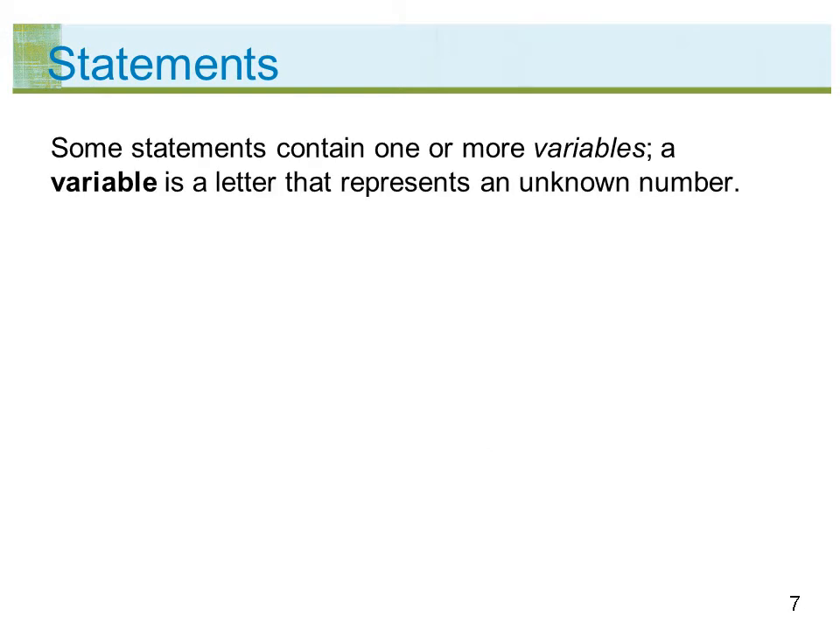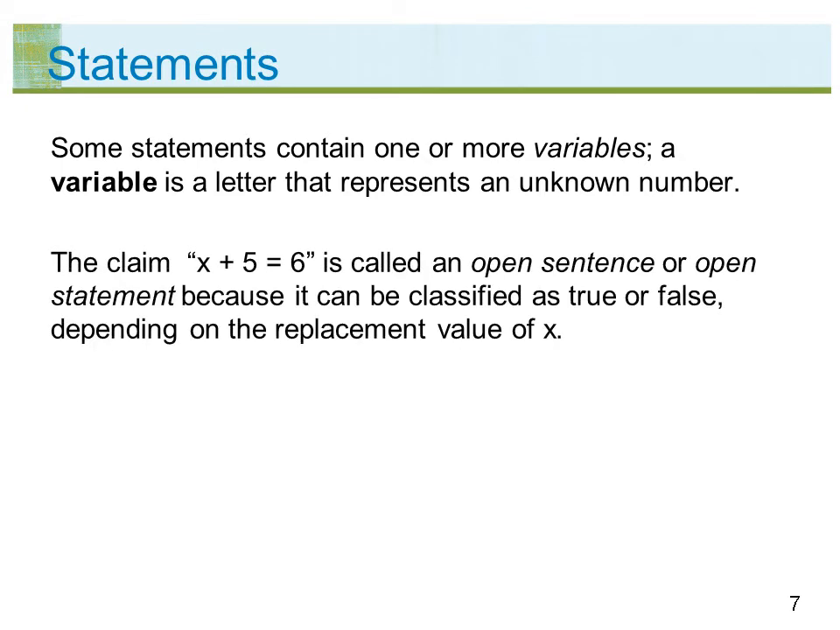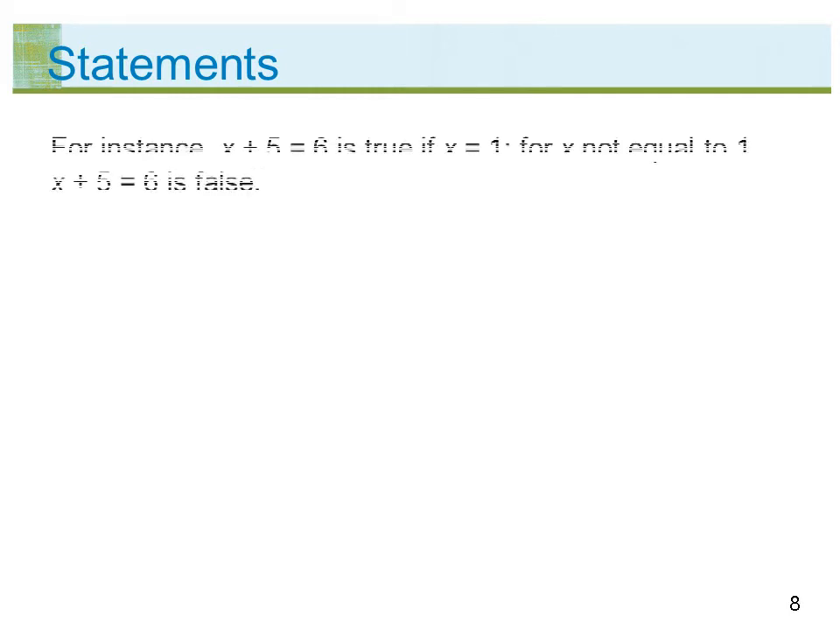Some statements contain one or more variables. A variable is a letter that represents an unknown number. The claim x plus 5 equals 6 is called an open sentence or open statement because it can be classified as true or false depending on the replacement value of x. For instance, x plus 5 equals 6 is true if x equals 1. For x not equal to 1, x plus 5 equals 6 is false.